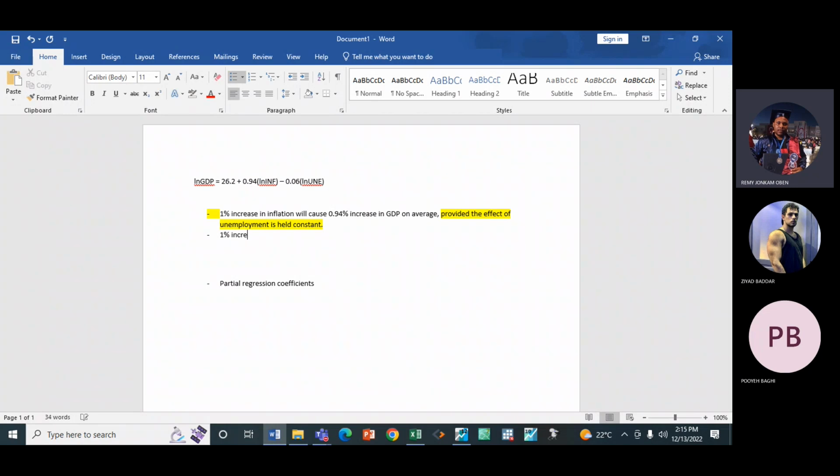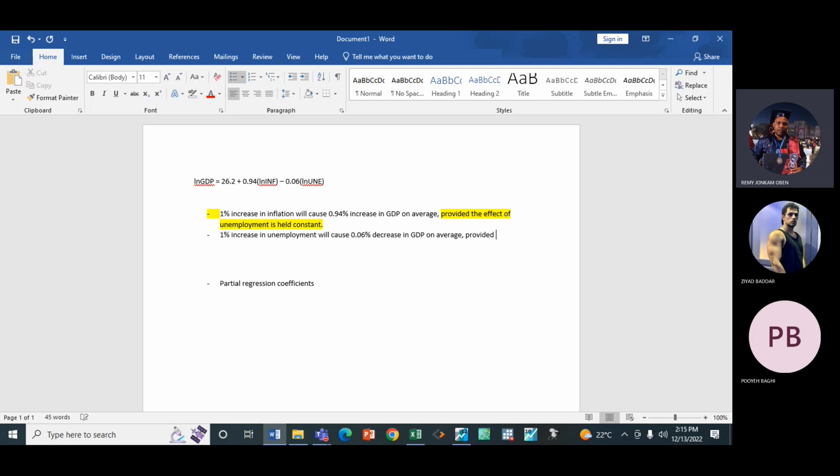1% increase in unemployment will cause 0.06%. It should be decreased, right? Because of negative. Decrease in GDP on average. That's fine. If it is simple regression, we'll end there, right? But with multiple regression, we must hold the other one constant.